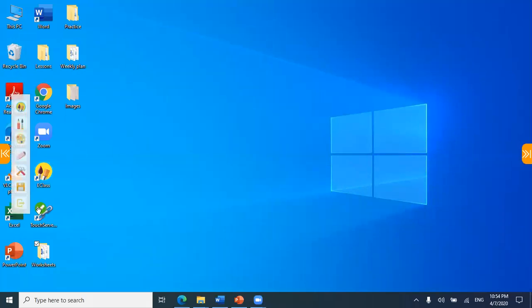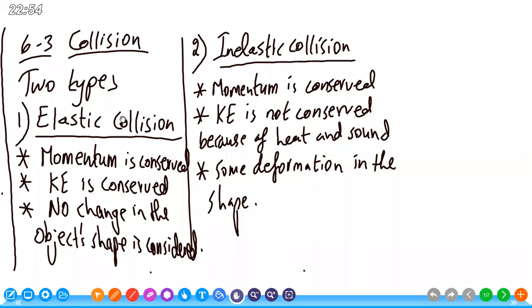There are two types of collision. One is called elastic collision, the other is called inelastic collision. Elastic collision, you know, some objects are elastic, like rubber objects, plastic objects are considered to be elastic, like the collision between two balloons, for example.